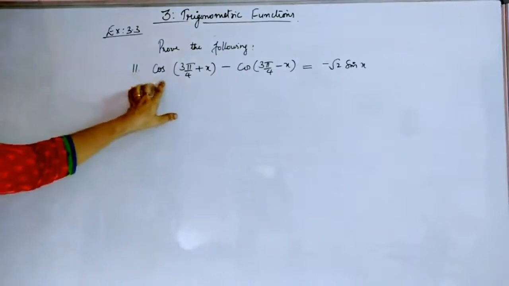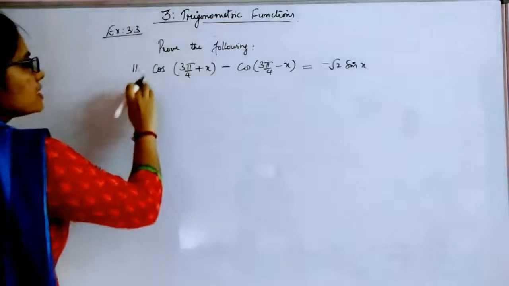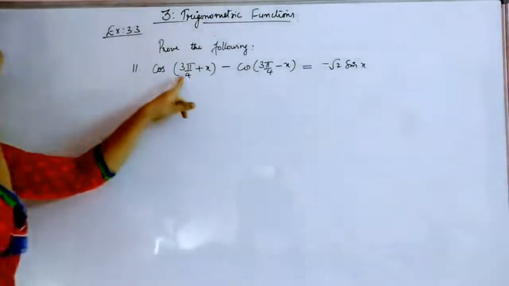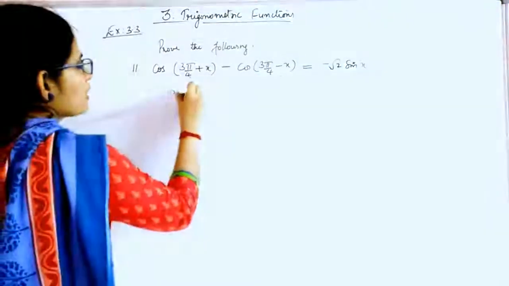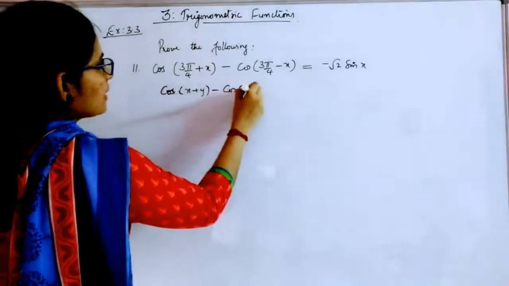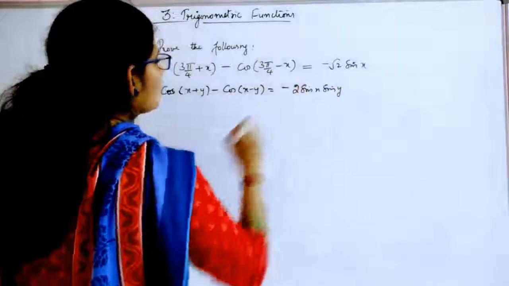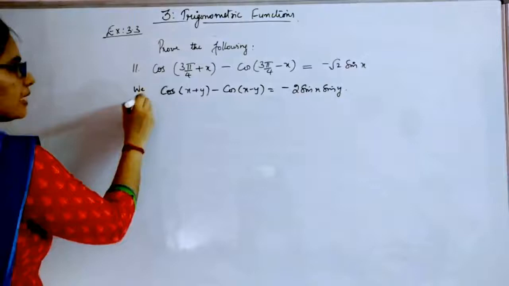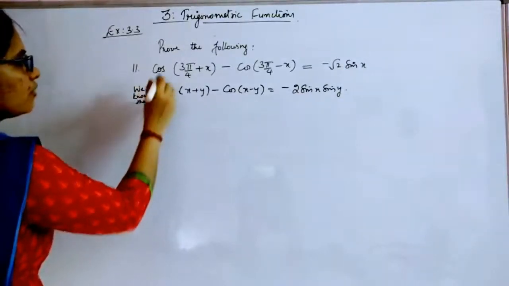11th question is cos of 3 pi by 4 plus x minus cos of 3 pi by 4 minus x, and you have to get minus root 2 sin x. So LHS, actually when we start we can just see that the LHS is of the form cos of x plus y minus cos of x minus y, and cos of x plus y minus cos of x minus y is nothing but minus 2 sin x sin y according to your formula. Okay, so that we are just applying this to the left hand side of whatever is given.